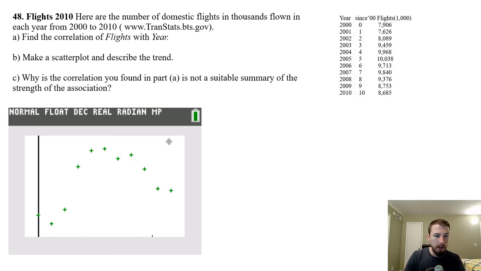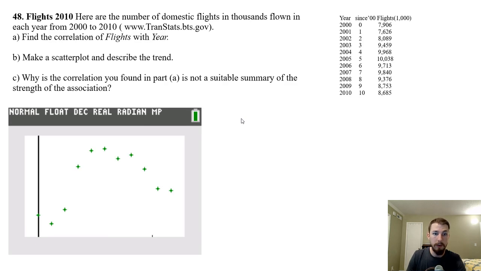All right, make a scatter plot, describe the trend. So you could say this is like an inverse parabola. That would be one way of doing it. Another thing is you could describe it as trends. So what was really happening is that there was something special that happened around 2001 with aviation in the United States. Do you remember what happened? You probably weren't born yet.